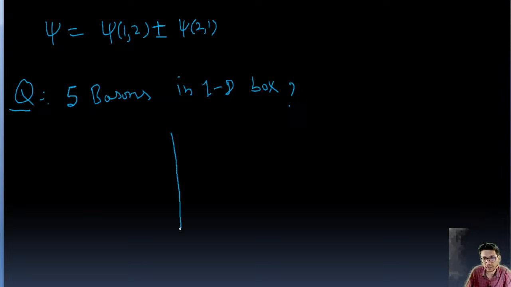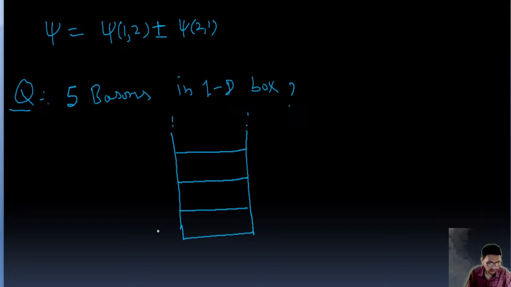Right, 1D box, one infinite 1D box. This we know. This is a 1D box, and these are the energy levels: n equal to 1, n equal to 2, n equal to 3. Here you can see, and it's a boson, guys. Fermions follow the Pauli exclusion principle, right? Not bosons. So all the 5 bosons you will get in the ground state.